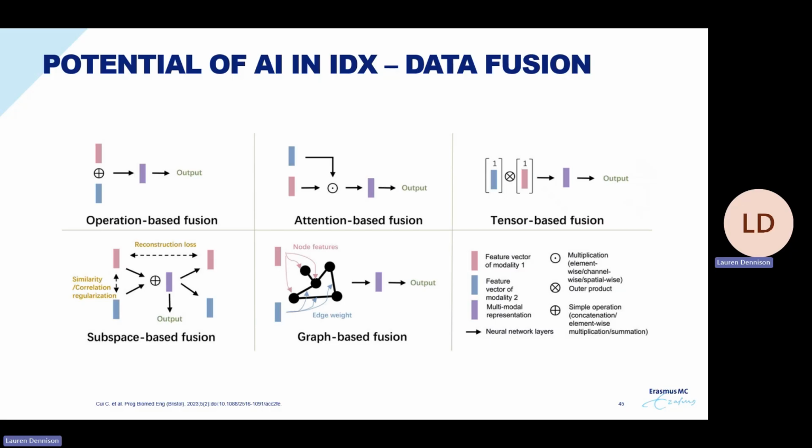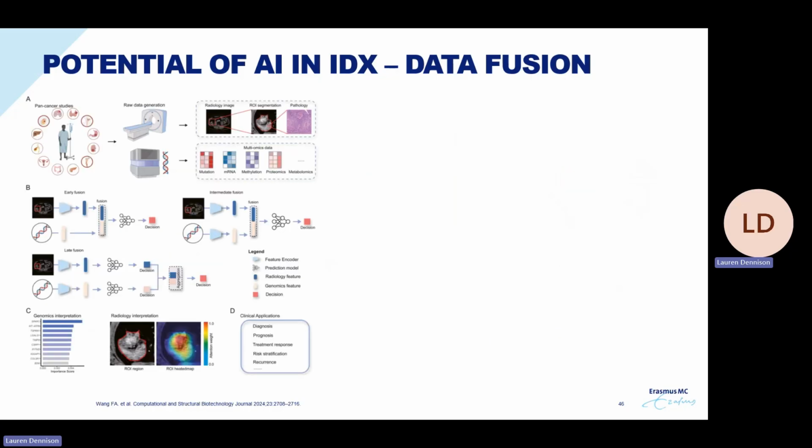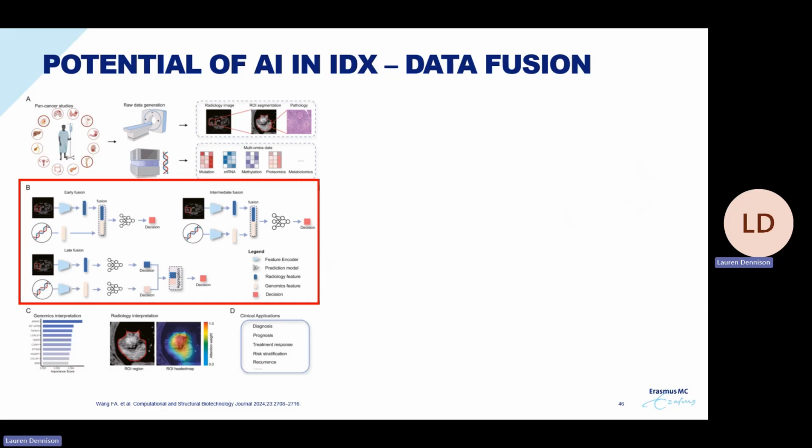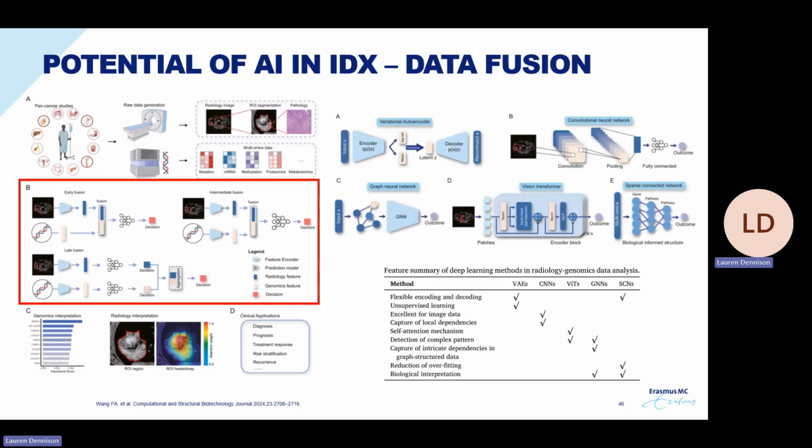So to the AI specialists in the room, these will be familiar. You can go from an operation-based fusion to a tension-based, etc., all the way to a graph-based fusion where you look at interconnectivity. And these can then be combined in an early phase where you just feed the images to a single fusion model, or you can analyze them separately by AI and then use the output to come up with a prediction or prognosis, or you can use a more intermediate system where you lie between these two extremes.